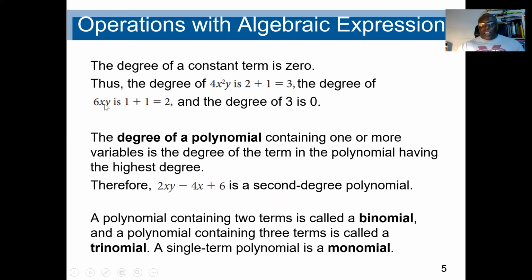Now, if I have 6xy, the degree will be 2 because x, the exponent is 1, y, the exponent is 1. So it will be 1 plus 1, which is 2. And the degree of any constant value is always 0.